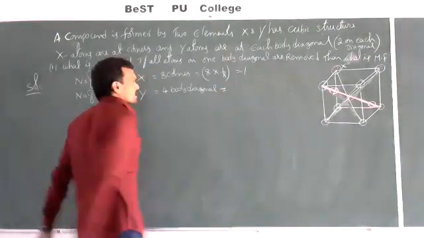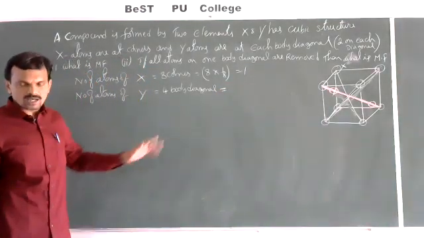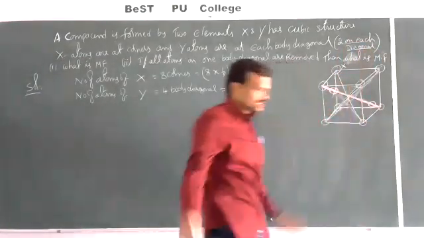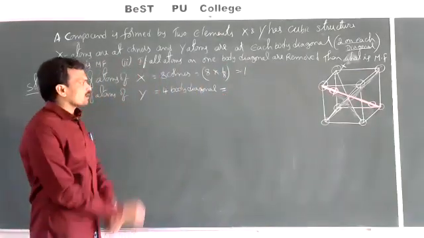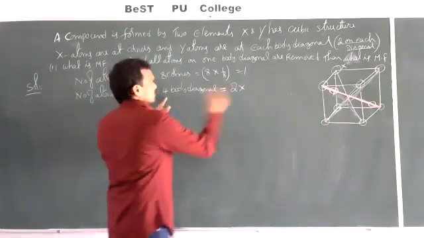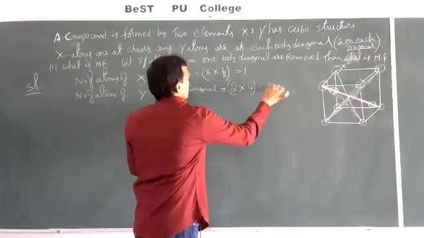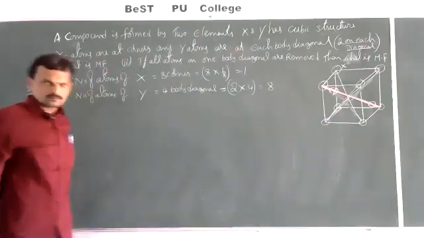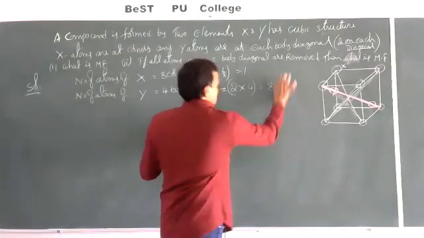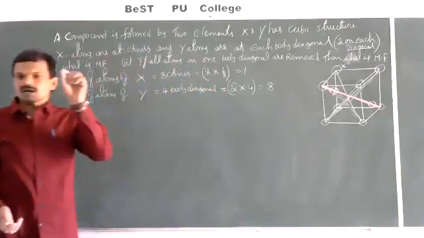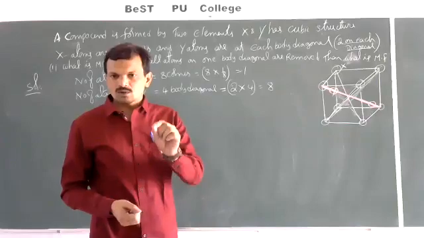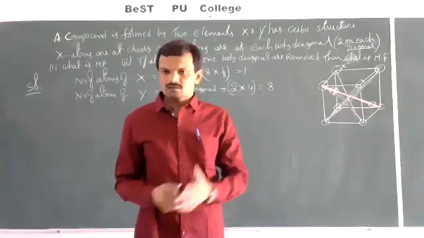On 4 body diagonals, atoms of Y are present. Given that 2 on each diagonal means 2 atoms of Y are present on each body diagonal. So this is equal to 2 into 4, which is equal to 8. So 8 particles are present, means 8 atoms of Y, because whatever the particles present on the diagonal, they will not be shared with any other unit cells. The total particle belongs to the unit cell only.